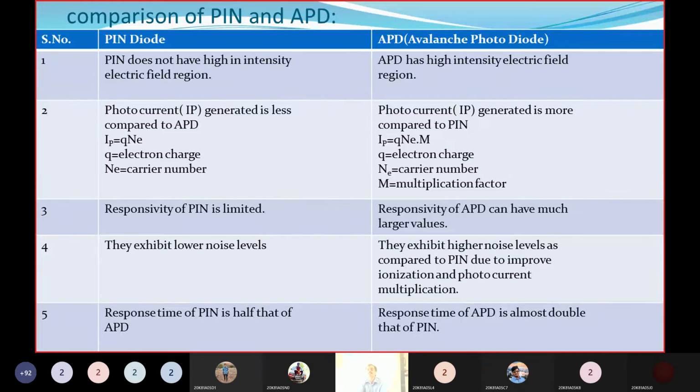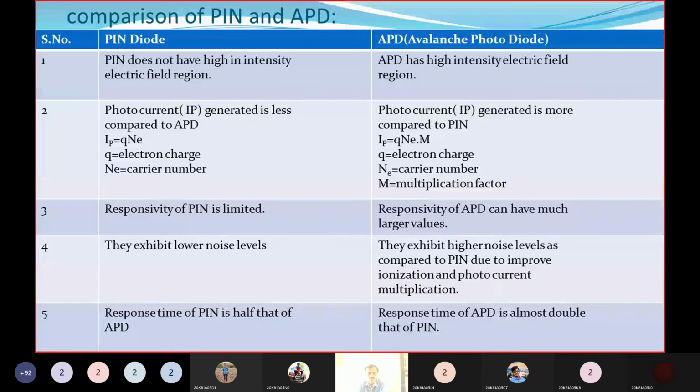Okay, and the noise level: compared to the APD diode, PIN diodes have lower noise level. APD diodes exhibit higher noise levels as compared to the PIN, due to impact ionization and photocurrent multiplication. Due to this process, more noise is introduced in APD diodes.